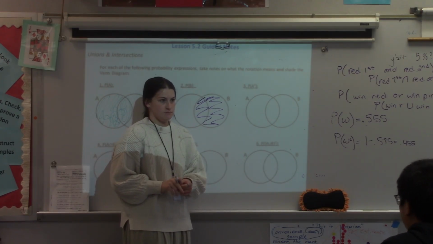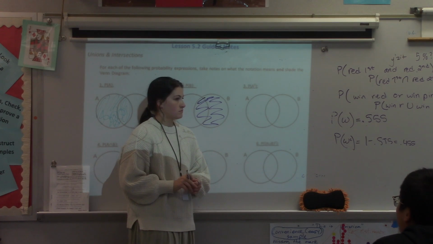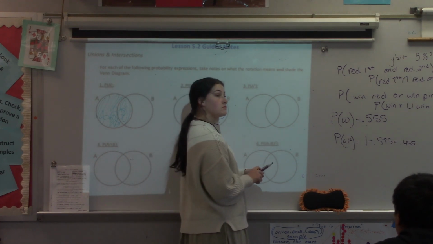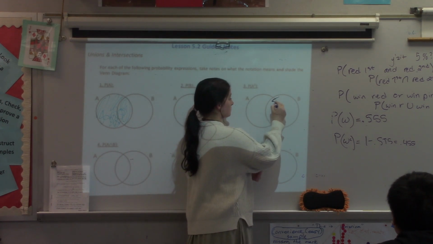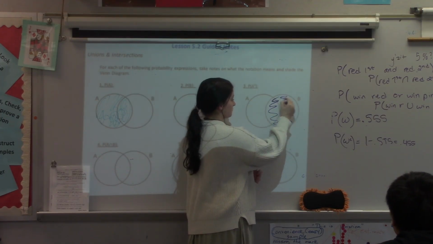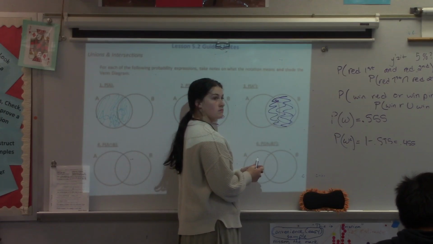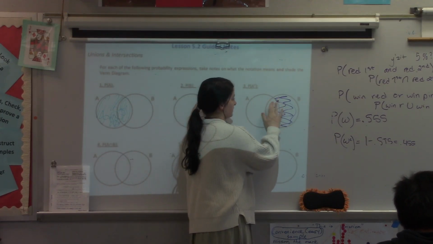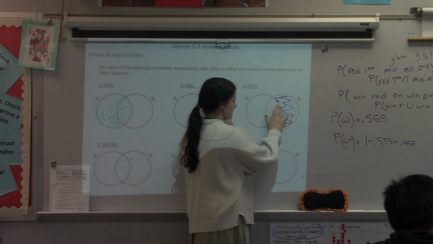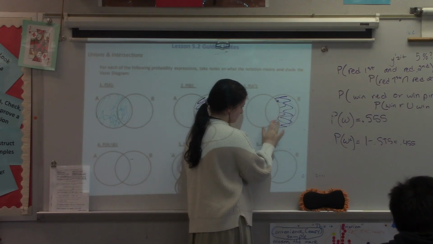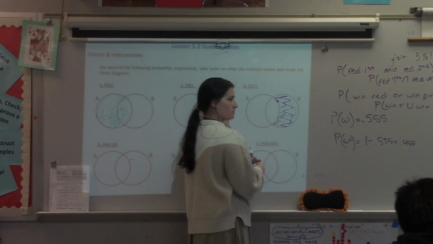Try shading all of B. What do we see? They overlap, so it can only be the part of B that's not A. Only the part of B that's not A, right? It's the complement of A. I understand now. That's not A.